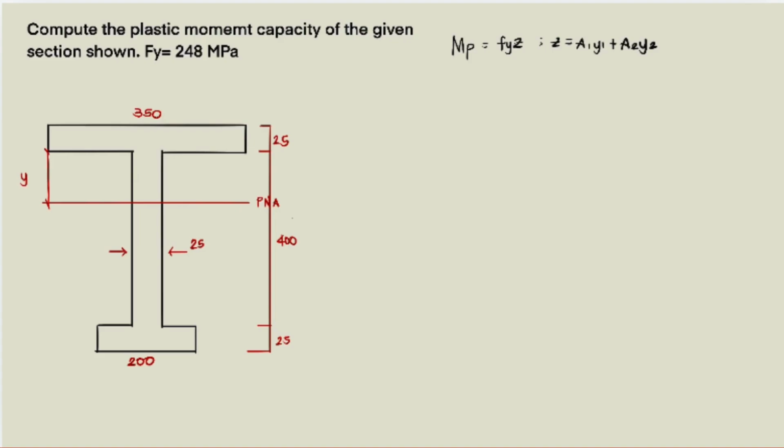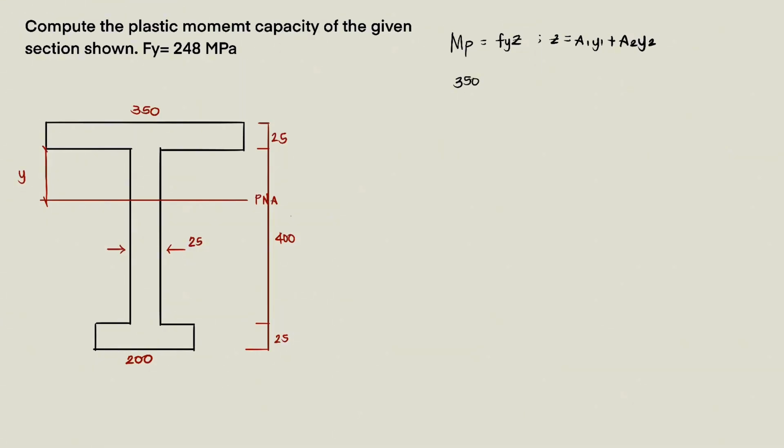So our area on top would become 350 by 25, so we have 8,750. That means our area is not balanced, because for sure, our area is bigger at the bottom compared to the top. So let's assume that our plastic neutral axis is somewhere located here on the web. Let's say that this height is equal to y. So let's find the value of y. The area on top is equal to the area at the bottom.